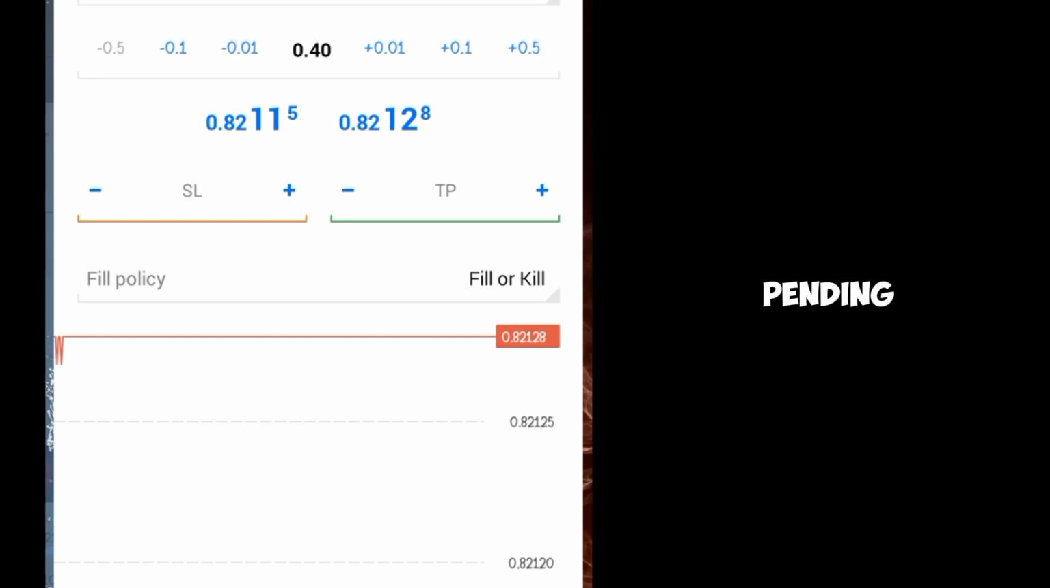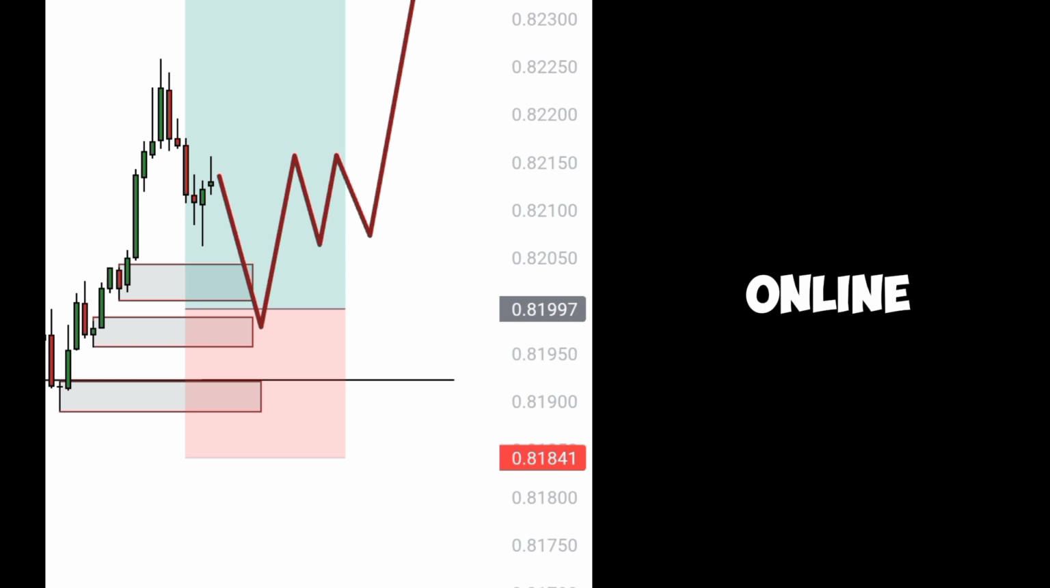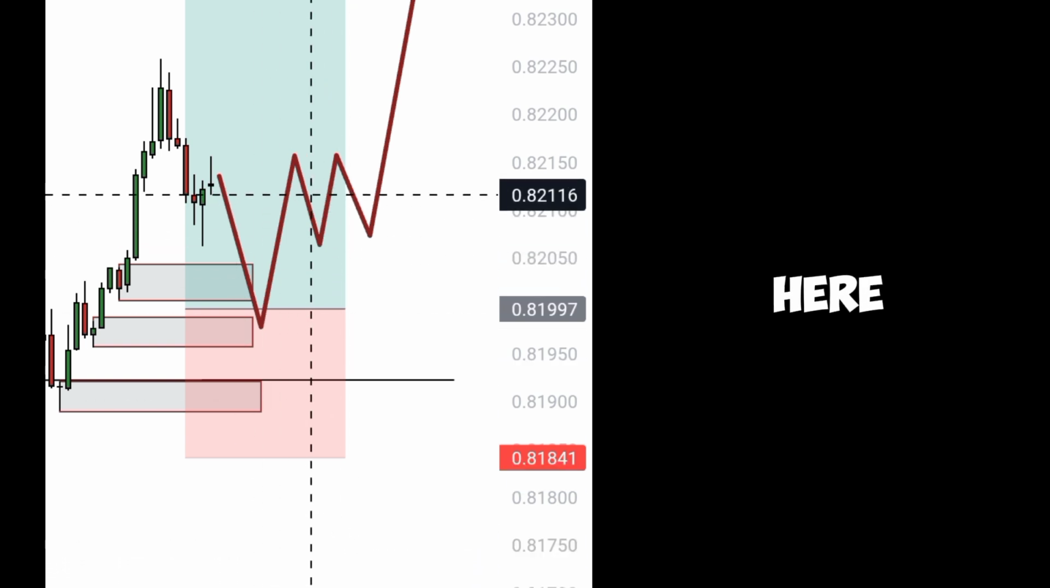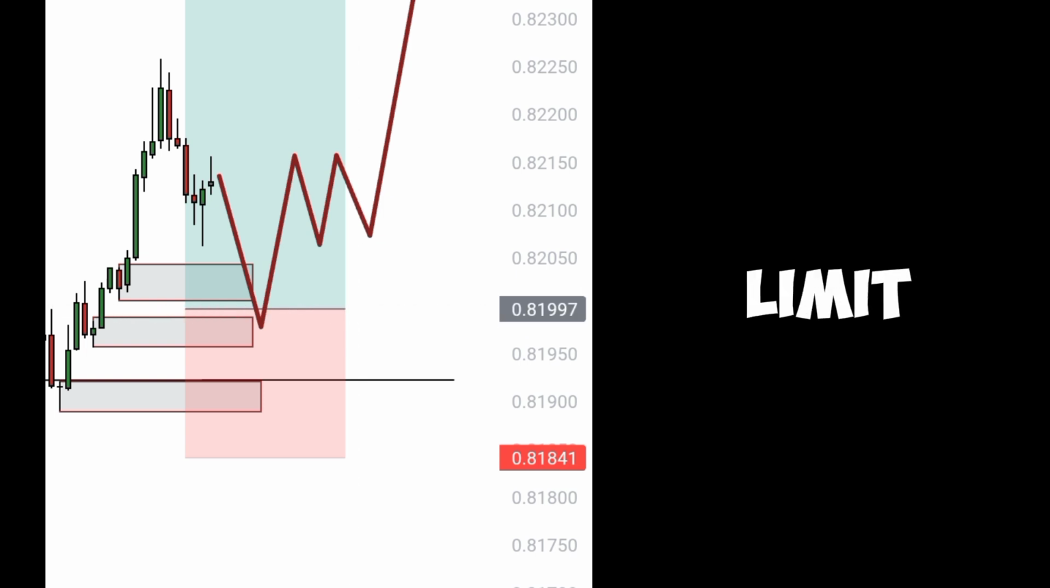Now you should know what a pending order is. If you don't know what a pending order is, you could check it out online. I talked about pending orders as well in some of my old videos. So a pending order means I want to take a trade below the current price. So we have the current price right here, and I want to take a trade right here. So I'm going to be making use of what we call a buy limit.